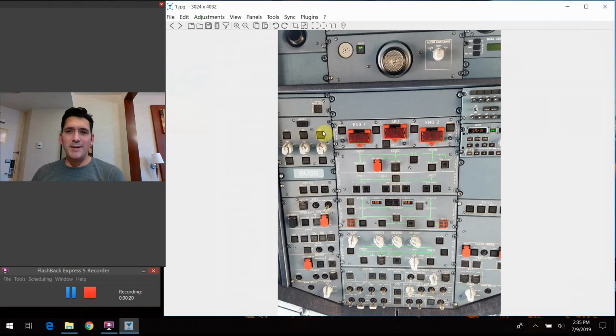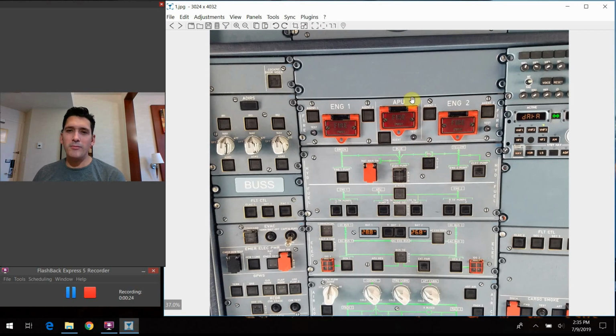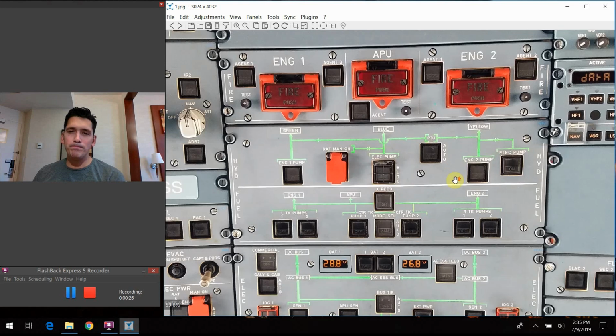Picking up last time where we left off, we were on the overhead panel working our way down from the fire section here. So the one we're going to talk about today is this hydraulic section of this panel right here. So first off, a little bit about the hydraulic system in general. Why do we have this in the first place?